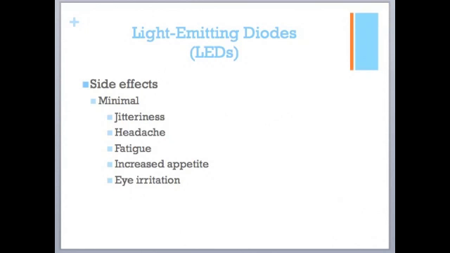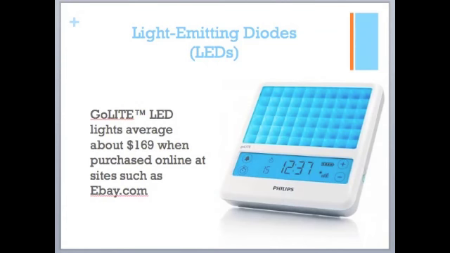Common side effects of bright light therapy can include jitteriness, headache, eye irritation, fatigue, or increased appetite. These side effects are very minimal, especially compared to antidepressant medications, which typically take 4 to 6 weeks for clinical improvement of SAD symptoms, while light therapy typically begins relieving symptoms within 1 week. Go Light LED lights average about $169 when purchased online at sites such as eBay.com.